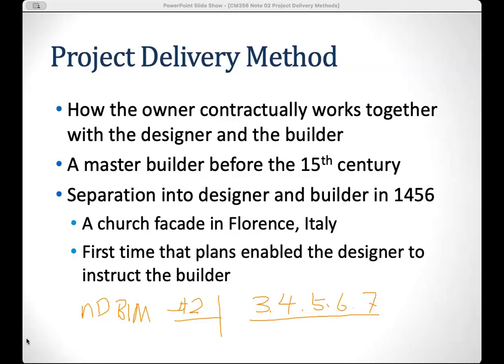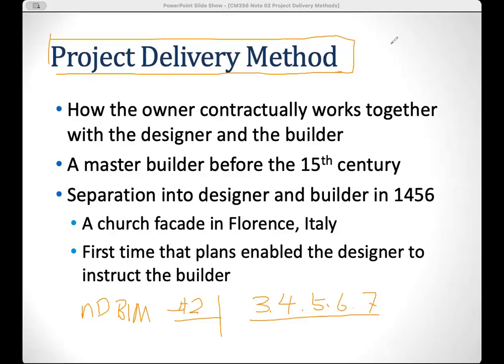For this class, we will focus more on the project delivery methods. In this lecture, you will review the project delivery methods. First, I will ask: can you guys tell me some project delivery methods you already know?